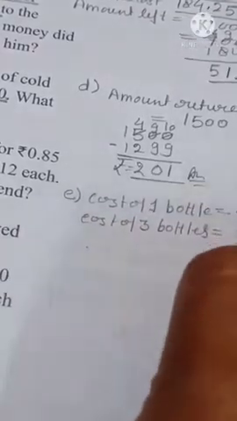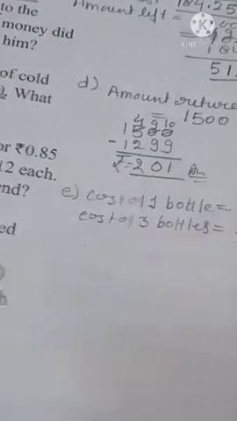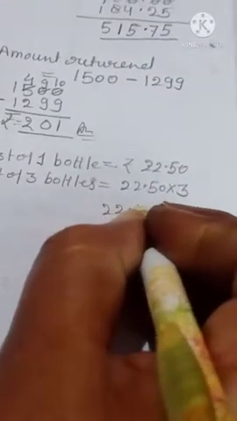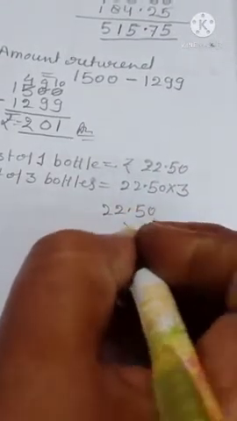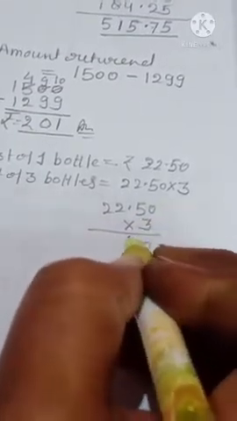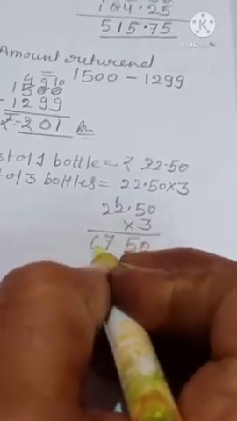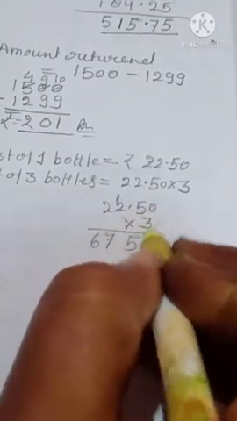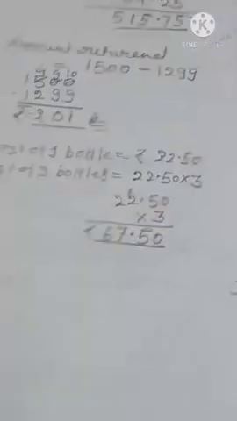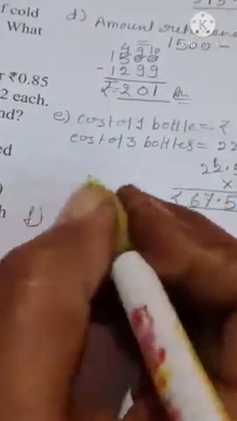is equal to 22.50 multiplied by 3. Okay. 22.50 multiplied by 3. Now multiply 22.50 into 3. Okay. 3 times 0 is 0, 3 times 5 is 15, carry 1, 3 times 2 is 6 and 1 is 7, and 3 times 2 is 6. Put the decimal after 2 digits: 67.50 rupees. Okay. Now come to the F part.